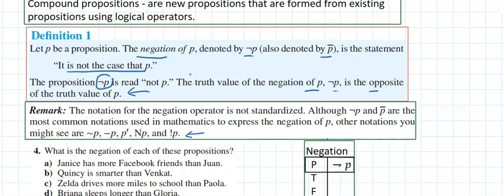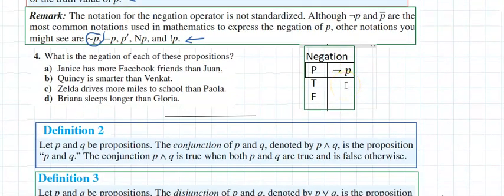Now, I'm going to be using this notation because it's easy to find on my keyboard, but the book is going to use this. So I'm looking at number 4, and it says, what are the negations of each proposition? A, Janice has more Facebook friends than Juan. The negation of that would be Janice does not have more Facebook friends than Juan. B, Quincy is smarter than Venkat. The negation of that, Quincy is not smarter than Venkat.